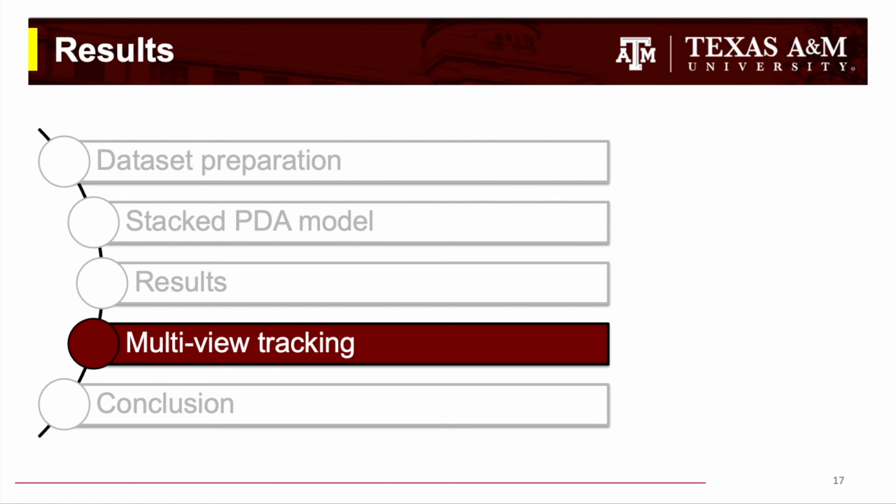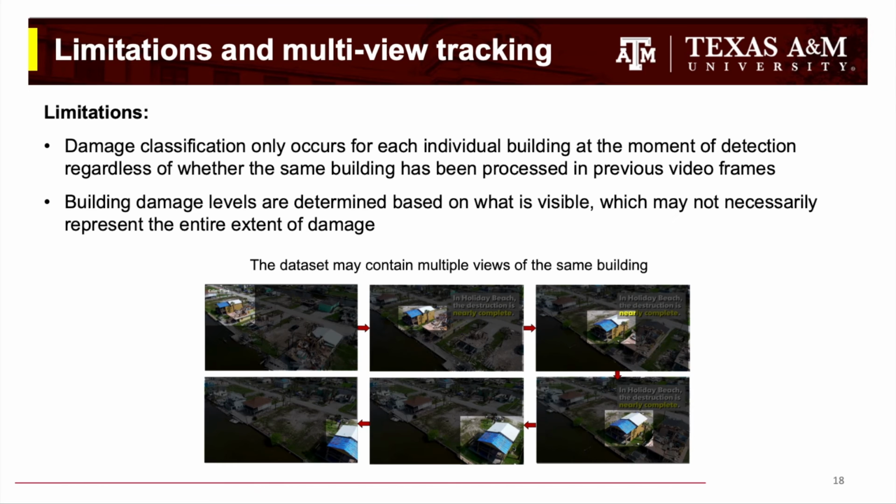The final part is the multi-view tracking implementation. There are some limitations for the stack model. For example, in the sequence of the frames as shown in the figure, UAV may capture different perspectives of the buildings. Also, building damage level is determined based on what is visible, so only one frame may not necessarily represent the entire extent of damage.